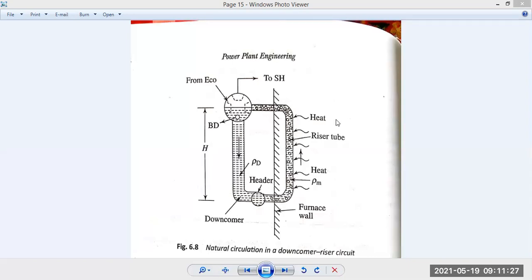Now, the pressure rate available for the... I'm going to the next page now, 16.